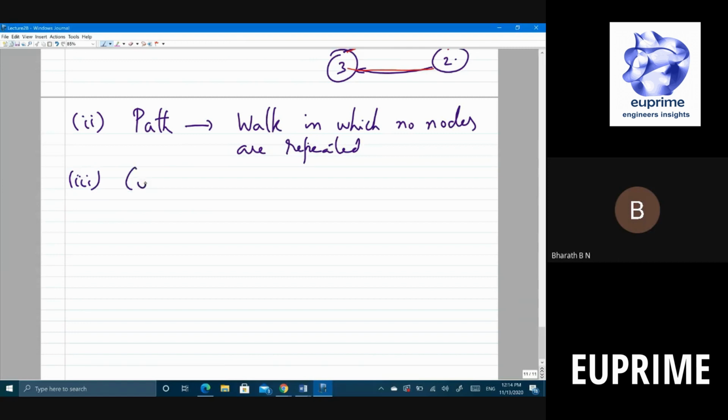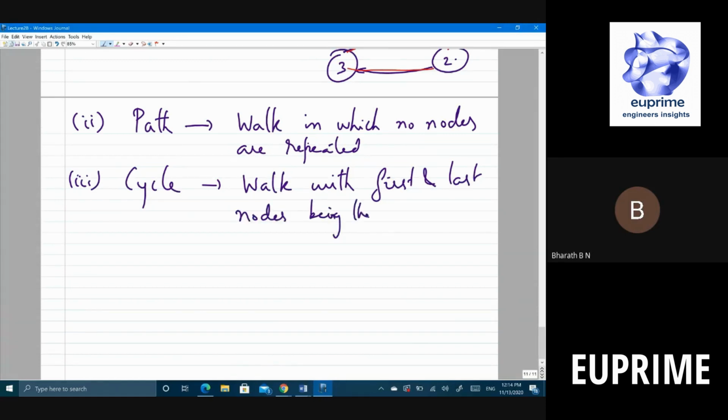There is something known as a cycle. What is a cycle? Again, it's a walk in which the last and first nodes are the same, and in between no nodes are repeated. A walk with first and last nodes being the same, while no nodes are repeated in between.